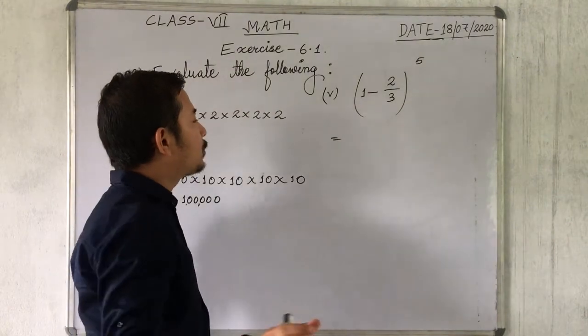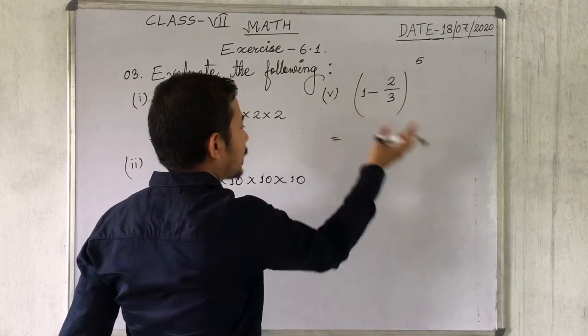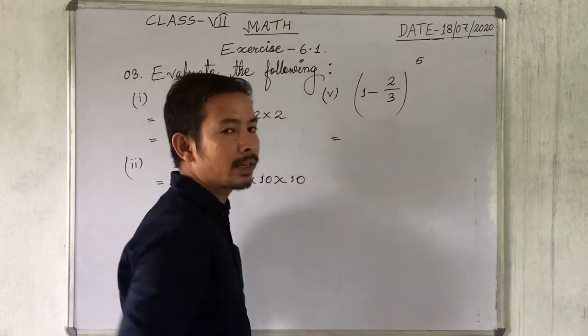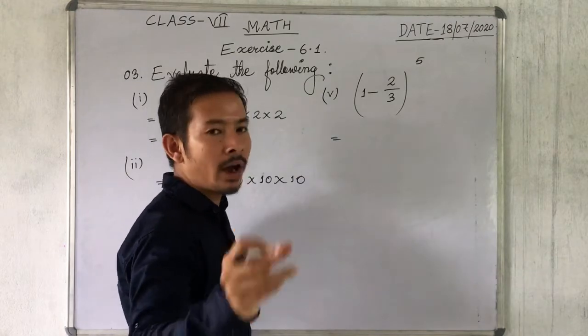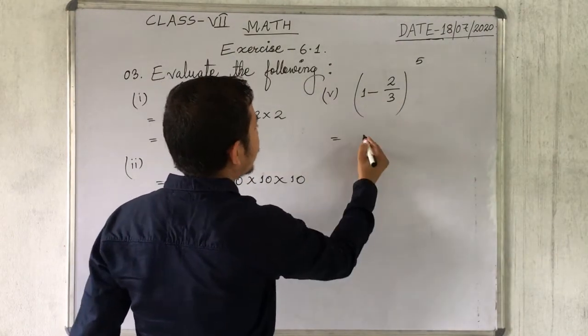So first of all we have to take the LCM of the denominators. As I already told you in many questions, if there is no number in the denominator of a single number, we should understand that there is 1 in the denominator. So here 3. What will be the LCM of 1 and 3? 3 only, right?